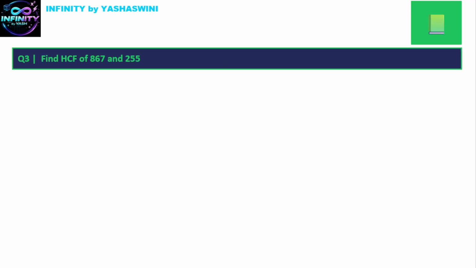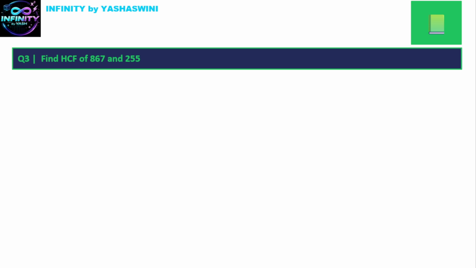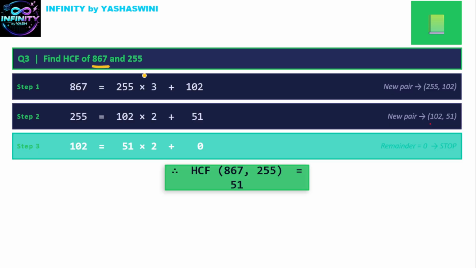Now it's your turn. Pause the video and find the HCF of 867 and 255. Got it? Let's check together. In the first step, the bigger number is 867. So you take 867 and divide 867 by 255. Then you got 102 as a remainder.